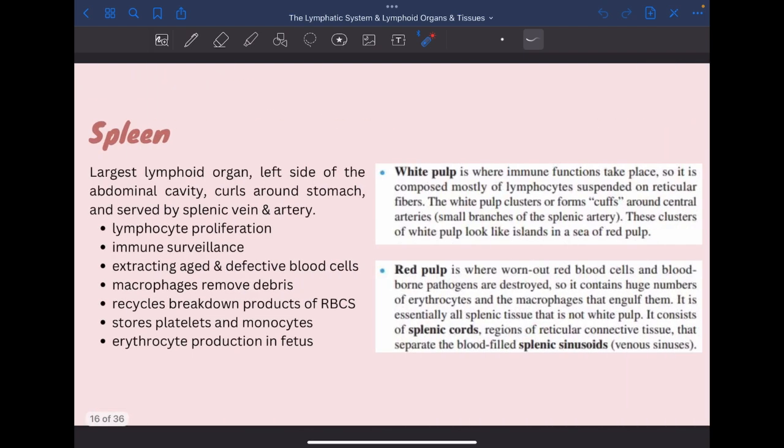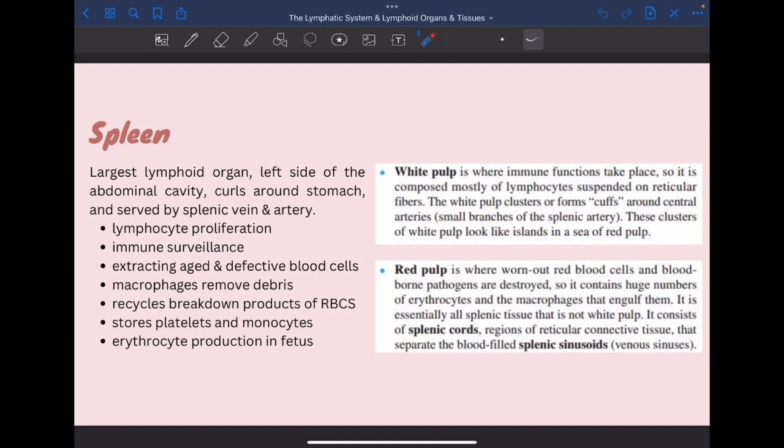The second organ that we'll talk about is the spleen. One of the most important things about it is the fact that it's the largest lymphoid organ present. It is about the size of a fist. Its location is on the left side. Specifically, it is under the diaphragm, curling around the anterior, or the front aspect, of the stomach.